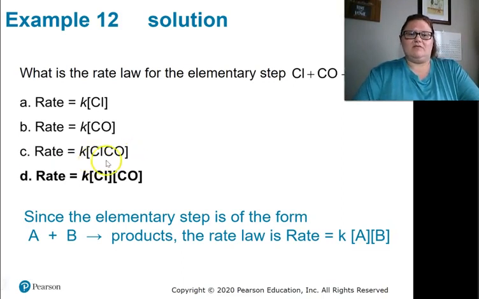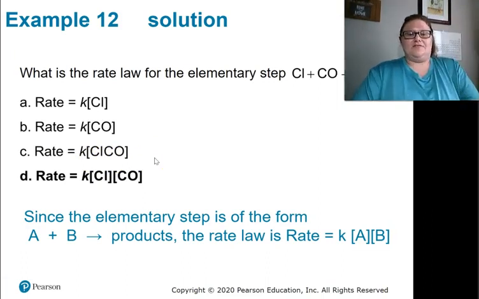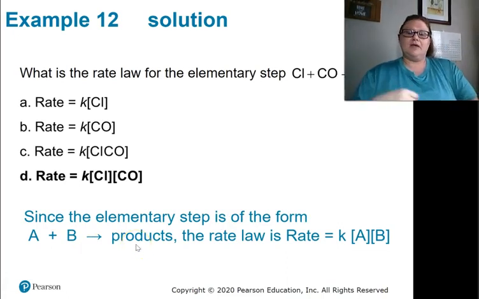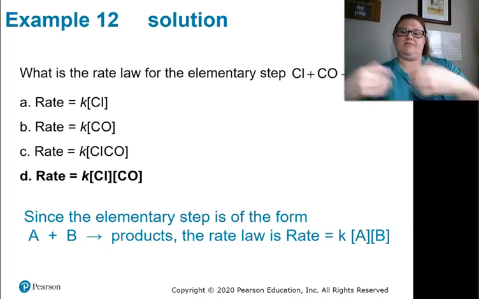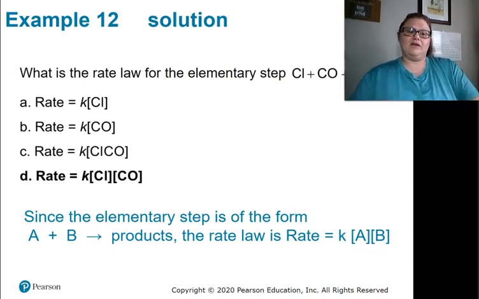What's wrong with C? There's our product, right? So that's not going to work. And so the elementary step is in the form A plus B yields products, if you go back to that table on the previous slide. So the rate law would just be what you see there. Whatever our rate constant is, if we were ever given that down the line for this problem, we could plug it in. And then our concentrations for A and B: this is second order overall, first order for A, first order for B.